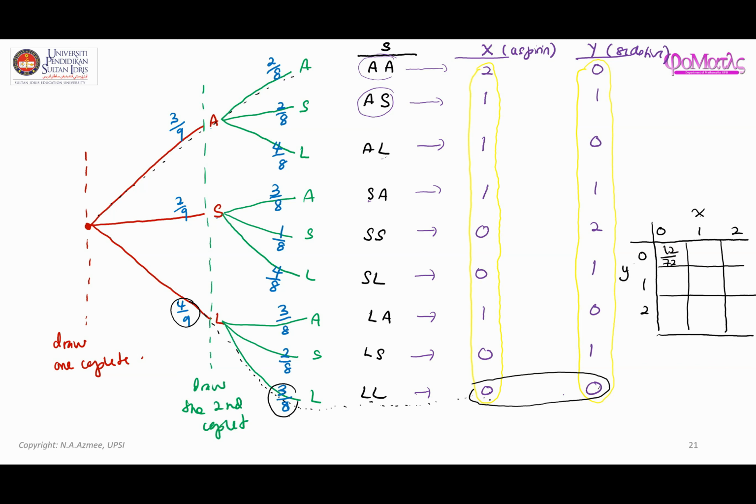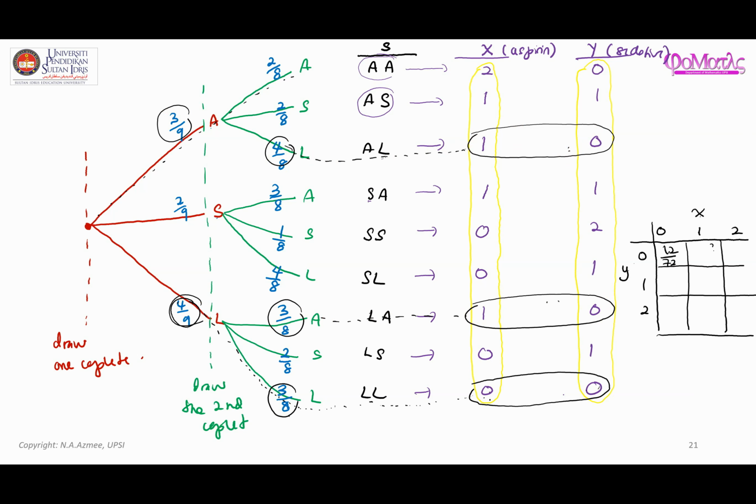Now the next one is x1, y0. So we are going to fill up this space, x1, y0. So x1 is here, we've got this situation and we also got this situation. So there are two scenarios here that we have to consider. Therefore, the probability associated with that is going to be considering these values, you multiply them. And then this one also, you have to multiply these two values.